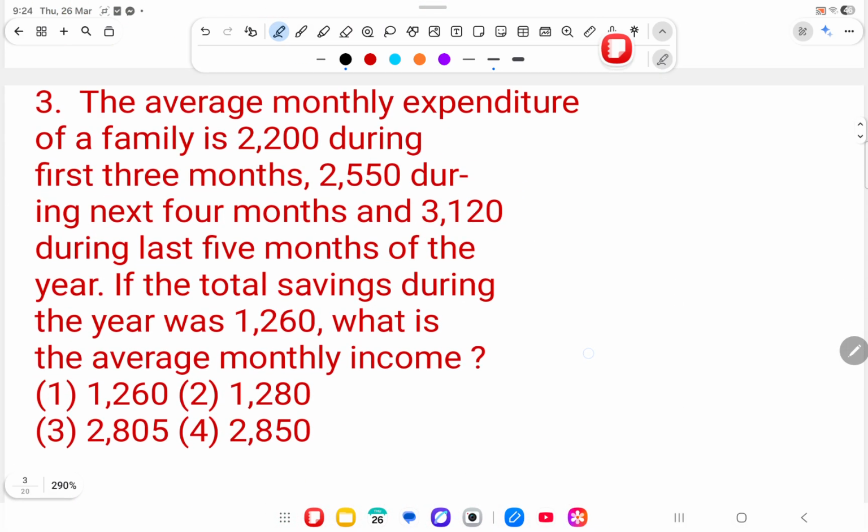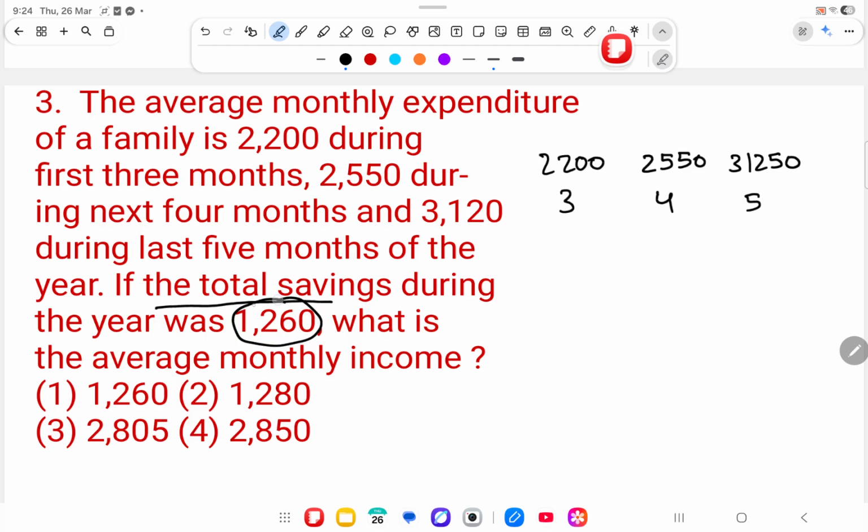Then next, the average monthly expenditure of a family is 2,200 during first 3 months, 2,550 during next 4 months, then 3,120 during last 5 months. Then they're asking if the total savings during the year was 1,260, what is the average monthly income?